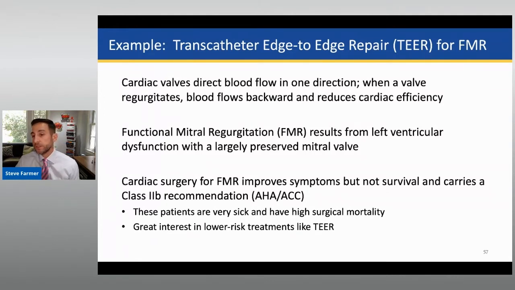Briefly, TEER is a treatment for a dysfunctional mitral heart valve that is causing significant symptoms despite maximally tolerated medical therapy. The alternative treatment for FMR is open heart surgery, but the core problem for patients with functional mitral regurgitation is advanced heart failure and not failure of the valve itself. While surgery may alleviate symptoms, these patients are very high surgical risk, and there's no evidence that surgical valve repair improves survival. Consequently, there's been tremendous interest in identifying non-surgical and less invasive options to treat these patients and alleviate their symptoms.